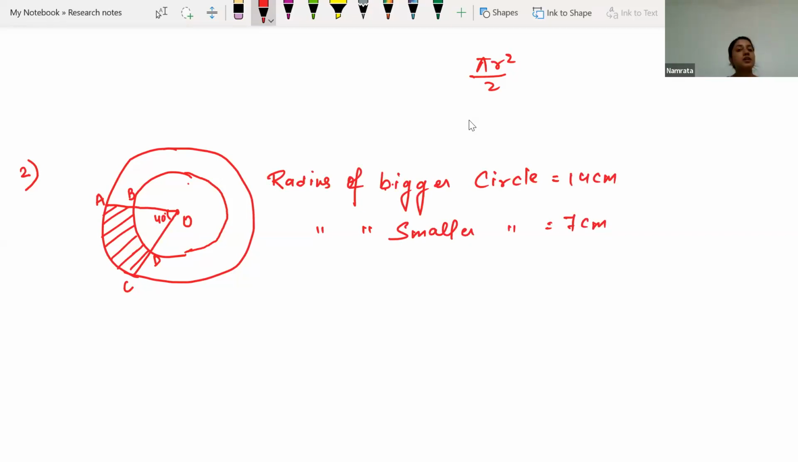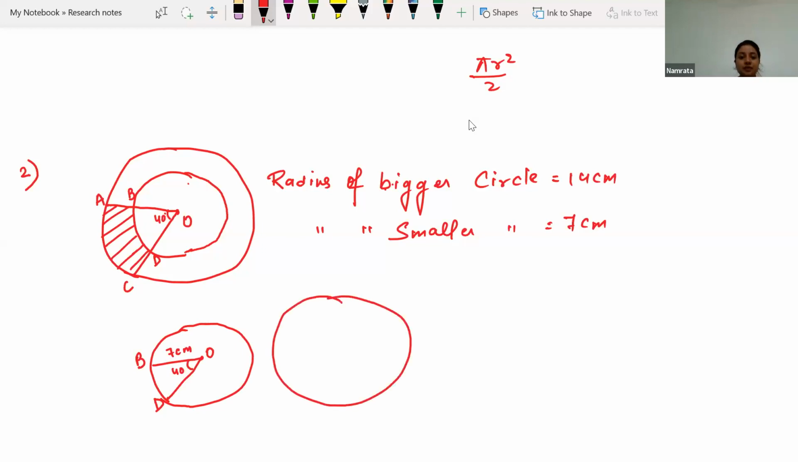Now, if you look closely, if I separate, can we say we are having a sector of the circle? For the smaller circle, we are having one sector, that is OBD. This is the sector where the angle is known. And the radius is also known, that is 7 centimeter. And we are having a bigger circle. There also we are having a sector. And the angle is the same, 40 degree. Here the radius is 14 centimeter.